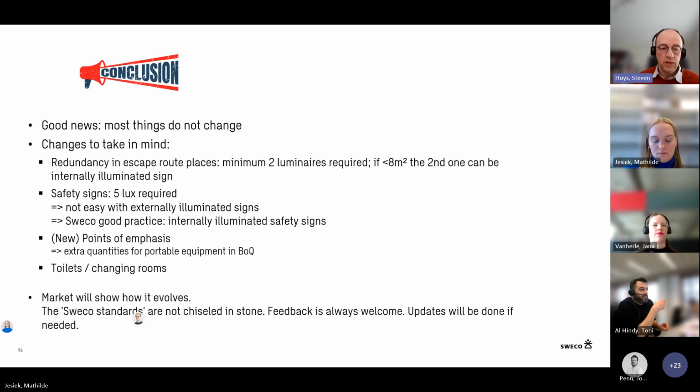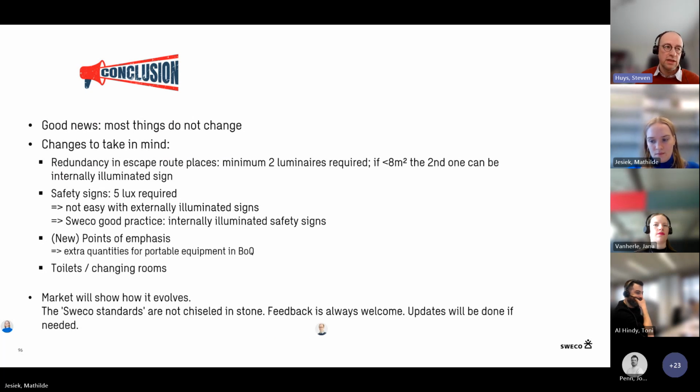And the market, it's a first throw that we now do. The market will show how it evolves, we think. Also how the certification bodies will manage the new standards, we don't know yet. So maybe some things will change in time, but they are not chiseled in stone. Feedback is always welcome, I think.